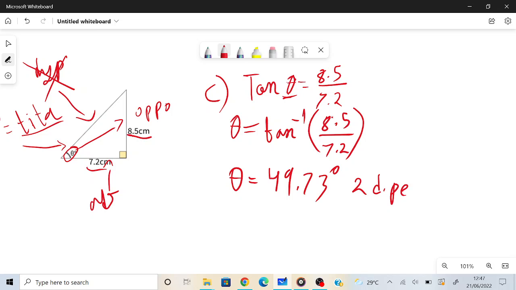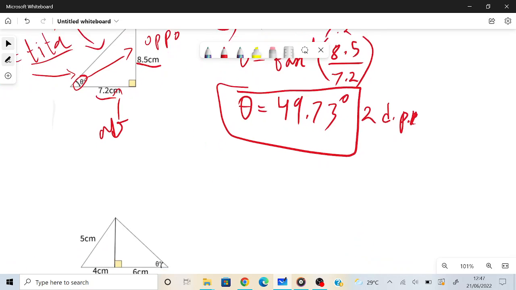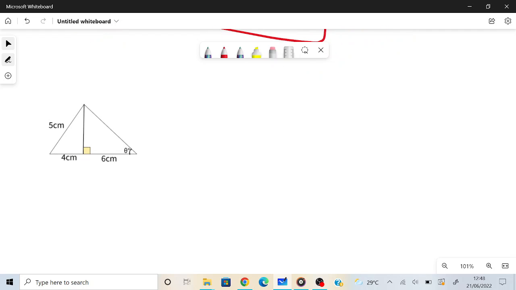Now, in order to put in the inverse of a tan or sine function, all you have to do is just press shift before pressing the desired function. Now, that is the answer to this question. Moving on to the next example, our final example of this video. Let's call this example D.